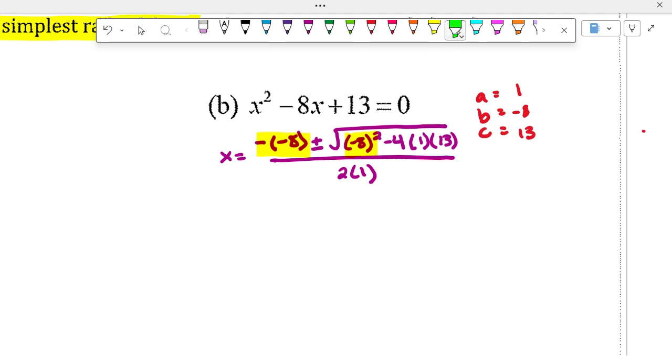So we're going to simplify all of these pieces separately. So what's a negative times -8? Positive 8. Plus or minus the square root. What's -8 squared? Positive 64. What's -4 times 1 times 13?